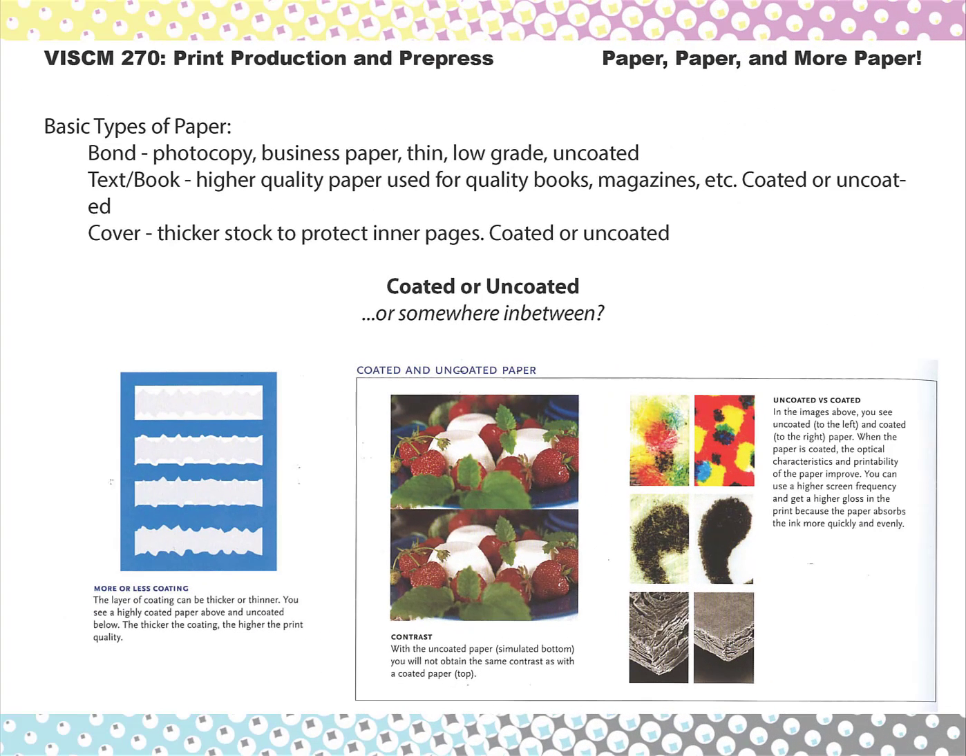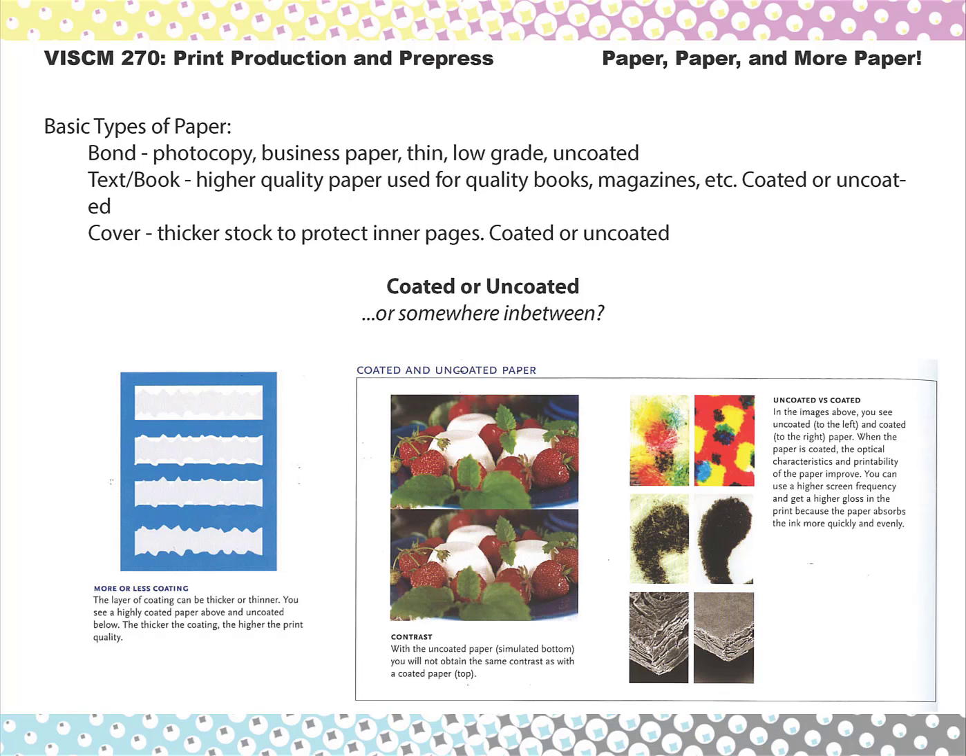Basically, we're going to look at some generic types of paper. This is very generic, but basically you have a bond paper. There's a text paper, also called book paper. And then cover papers. These are your basic papers. Bond paper is mainly used for business paper. Your photocopy paper is considered a bond paper.